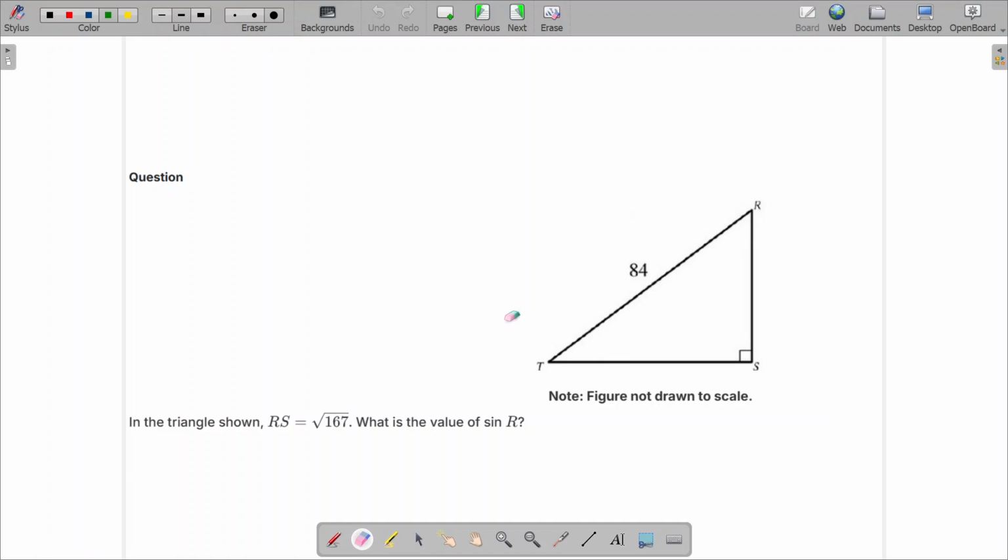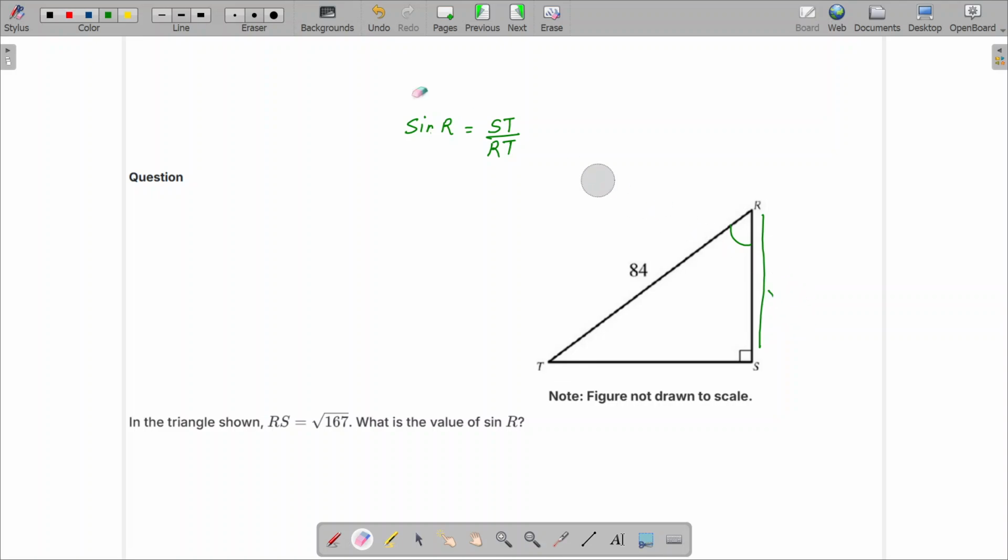Hey, interesting question. In the triangle shown, RS equals the square root of 167. What is the value of sine R? Sine R will be the perpendicular distance, that is ST or TS, over RT. But RT is given, and ST is not given. I know RS is the square root of 167. Okay, can I find this out?